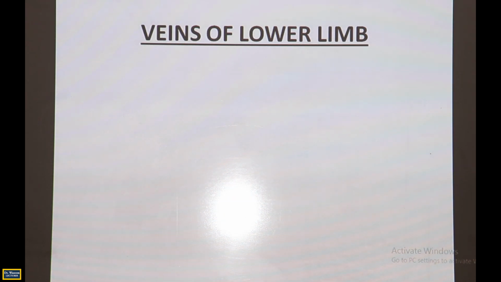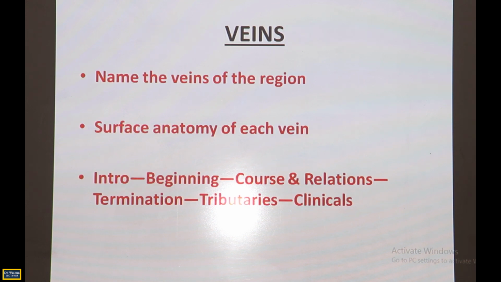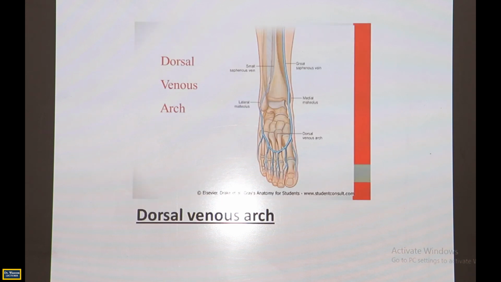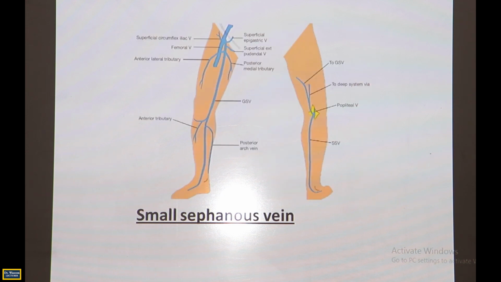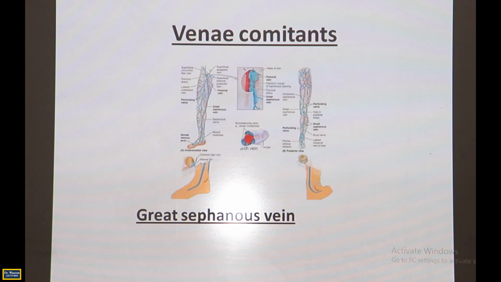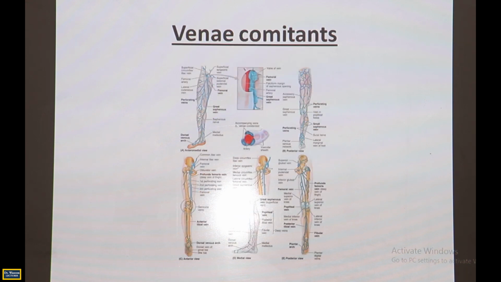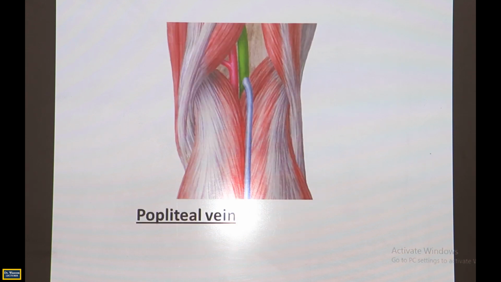And after that you have to see the veins. Going back from the foot backward here, this is called the dorsal venous arch. After the dorsal venous arch, two veins will emerge. One is called the great saphenous vein, another is called the small saphenous vein. And then in the leg we have the deep veins also. These are superficial veins, but we have deep veins, which we call the venae comitantes.